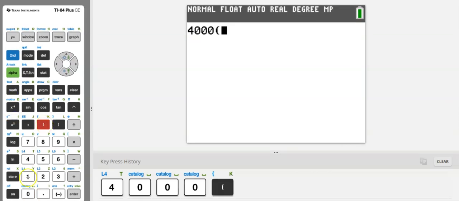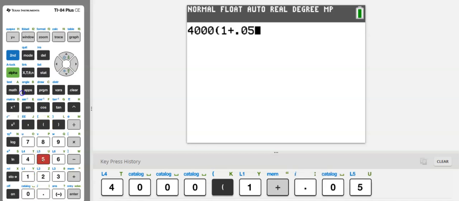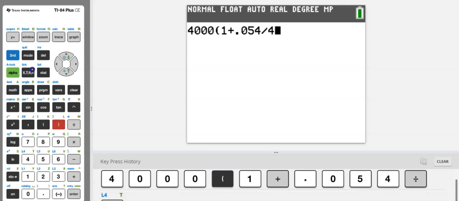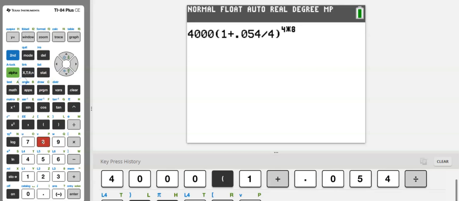Open up your parentheses. 1 plus 0.054 divided by 4 to the 4 times 8. Okay, you plug it in exactly how you see it. Make sure that you have those parentheses, all right, because it will do the order of operations. It's going to divide that 0.054 by 4 before it adds the 1 to it.